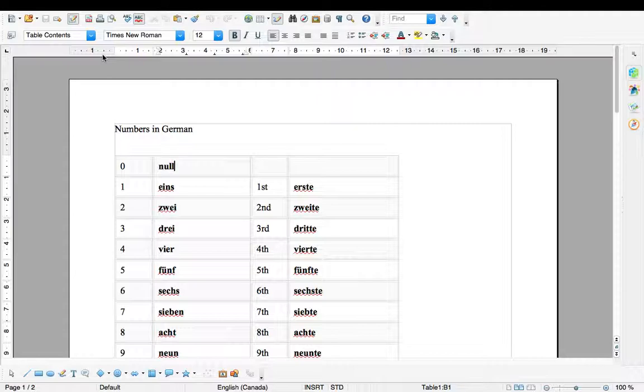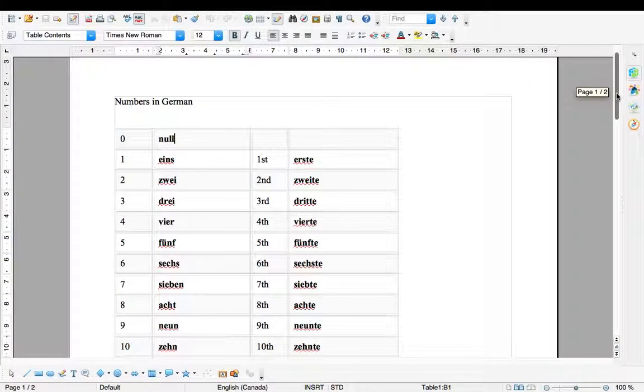Numbers in German are especially very easy. If you know how to say from 0 to 10, you can actually comfortably say numbers until 1000. I'll start. 0 to 10. 0, 1, 2, 3, 4, 5, 6, 7, 8, 9, 10.